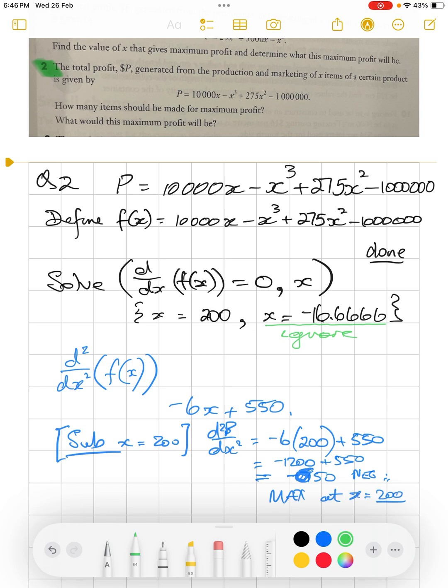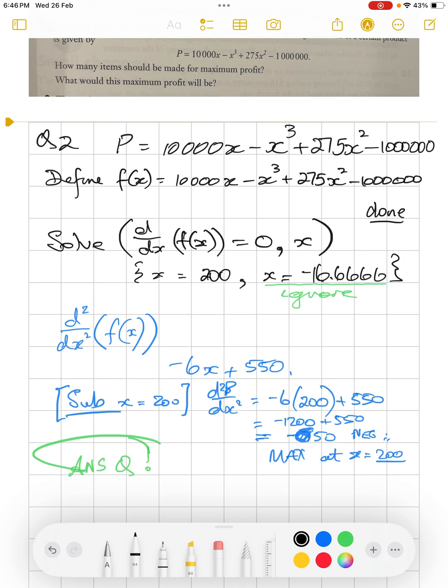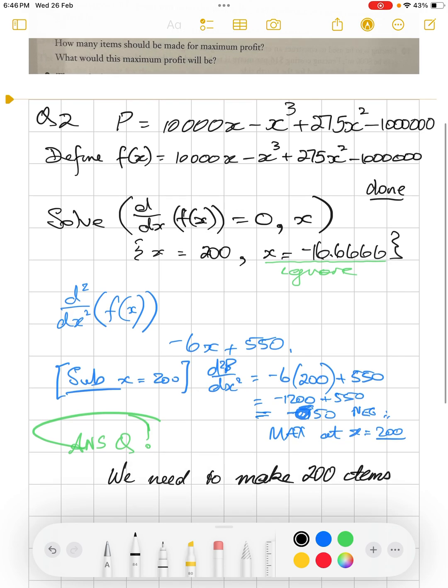Now, we must answer the question. What was the question? The question was, how many items should be made for maximum profit? So the first part of the answer is we need to make 200 items for maximum profit.